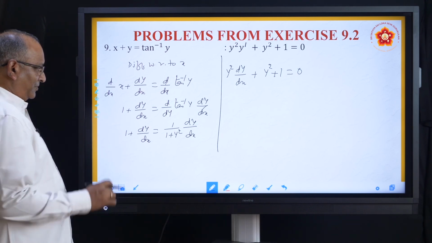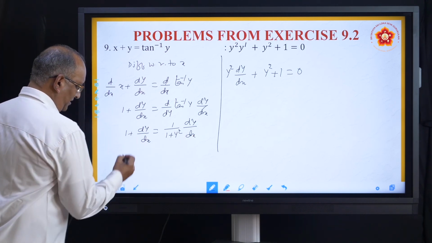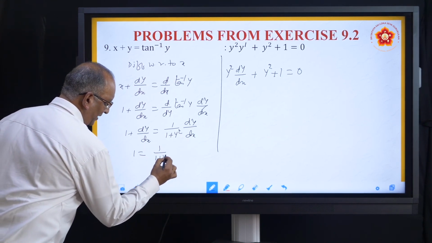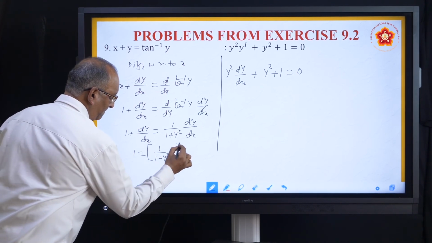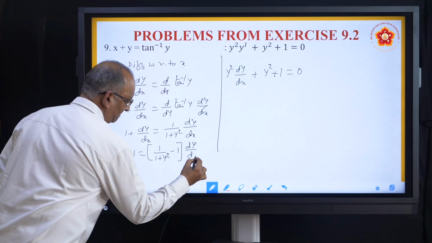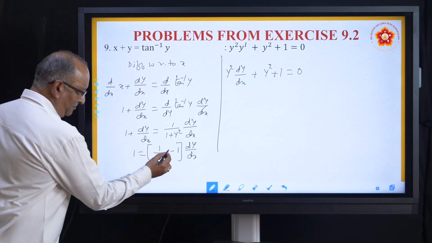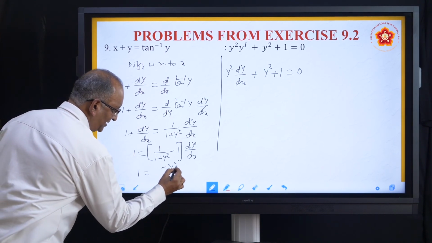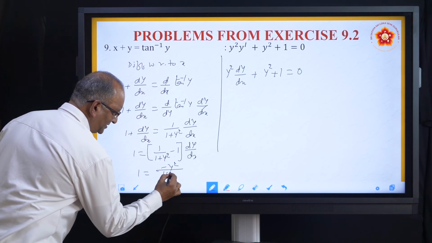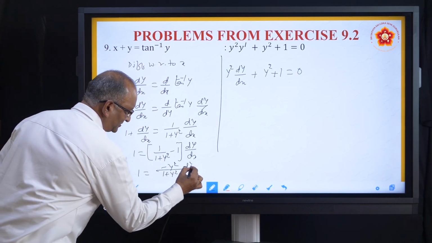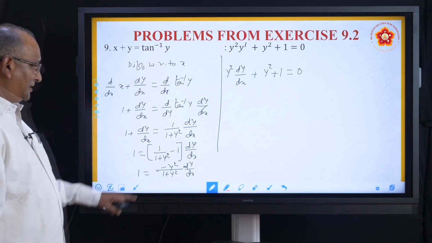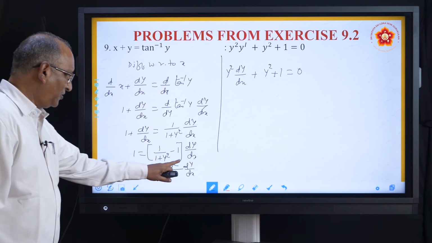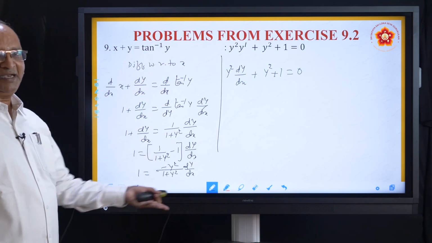Now take this to that side. You will have 1 equal to (1 upon 1 plus y square minus 1) into dy by dx. Simplify this. You will get 1 equal to minus y square upon 1 plus y square dy by dx. Simplify further. Now there are two ways of doing it. One way is to just find out dy by dx and substitute. You will get the answer.